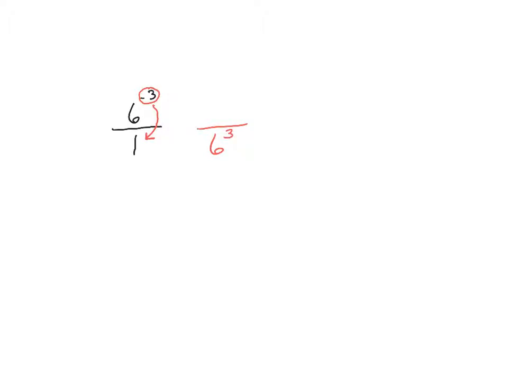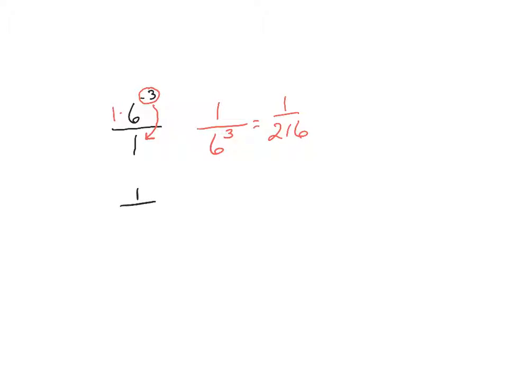I'm going to put it in the other side of the fraction. Now once again, there's an understood 1 out here, so I would have 1 over 6 to the third. And if I figured out 6 to the third means 6 times 6 times 6, so that answer is 1 over 216.